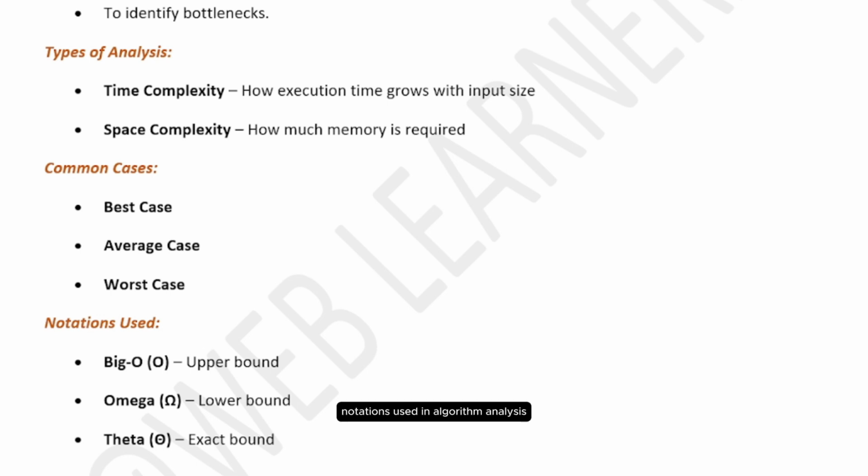Notations used in algorithm analysis. To represent the algorithm growth mathematically, we use the asymptotic notations. Big O notation represents the upper bound of an algorithm and it describes the worst case performance. Omega notation represents the lower bound. It describes the best case performance. Theta notation represents the exact or tight bound. It describes the average behavior when the best and the worst cases are the same.